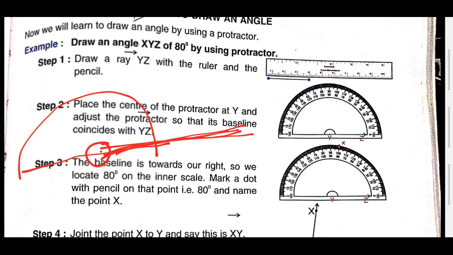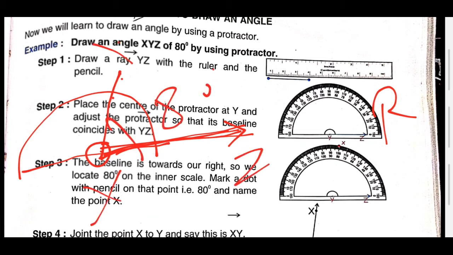Now, on which side are you measuring from Z? The right side. So you have to take the inner scale. Just look at the inner scale and find 80. Suppose 80 is there, so put the point here. Now remove the protractor and join this line like that. So this angle is known as 80 degrees. It is Y, it is Z, so you put X here. So angle XYZ is equal to 80 degrees.